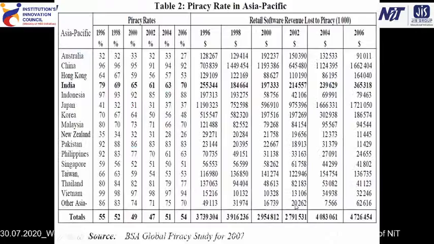Okay, this is the piracy rate data. It is the earlier data that India has. This is the data from 1996 to 2006. In comparison of Indonesia, Japan, and India, India is higher. India, New Zealand, here India has the higher piracy rate. They show it here in table format. Okay, next.